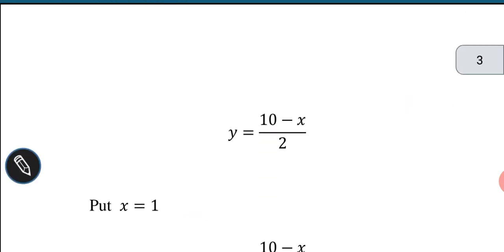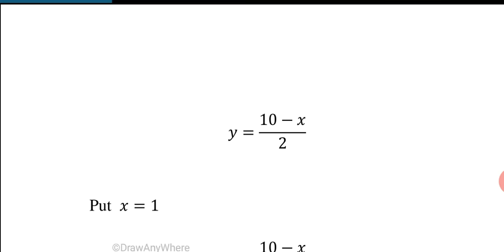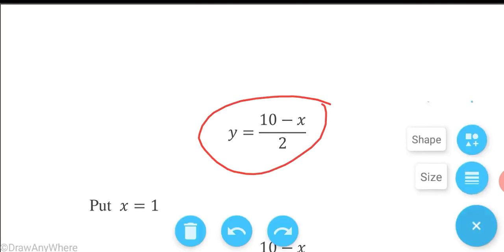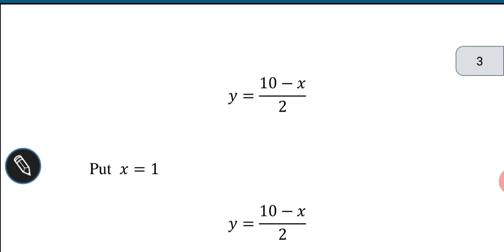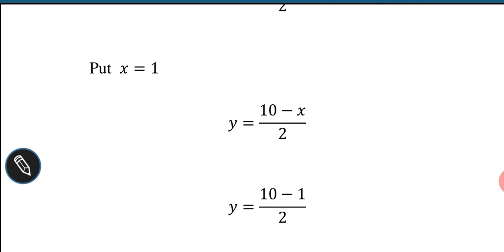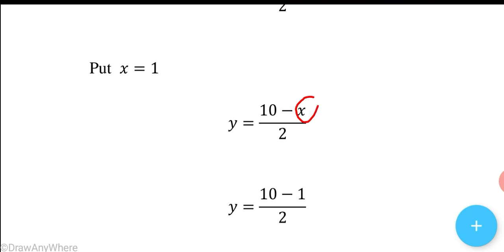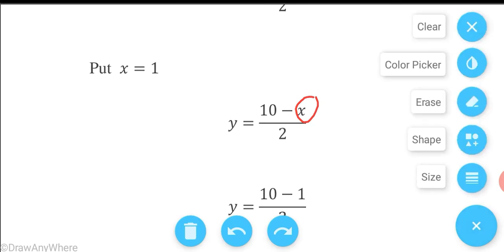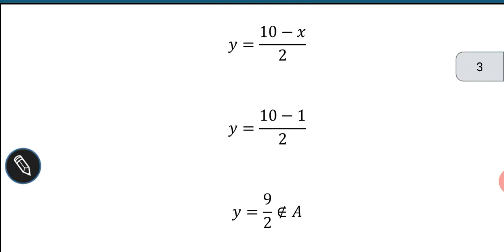Put x equal to 1 in this equation. So y is equal to (10 minus x) divided by 2, which is (10 minus 1) divided by 2. So y is equal to 9 by 2.